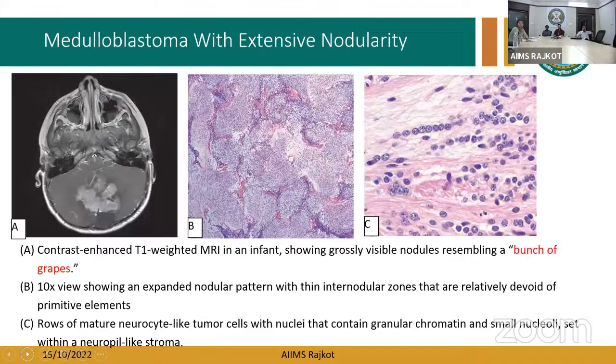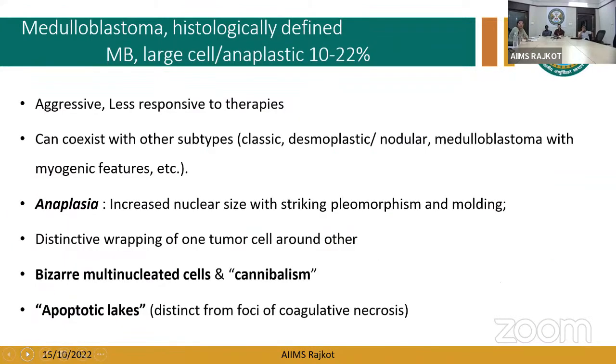On CT scan, you can see a bunch of grapes appearance, and on microscopy, the pale islands will be more over here. They will be predominating, while the internodular zones will be devoid of cells, devoid of primitive elements. You can see there will be rows of mature neurocyte-like tumor cells, and there will be a neuropil-like stroma.